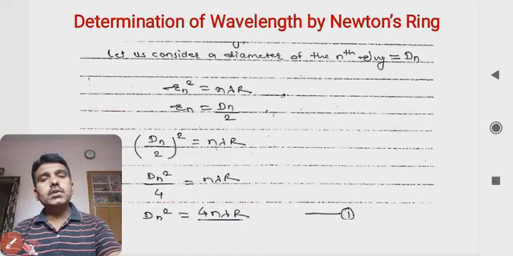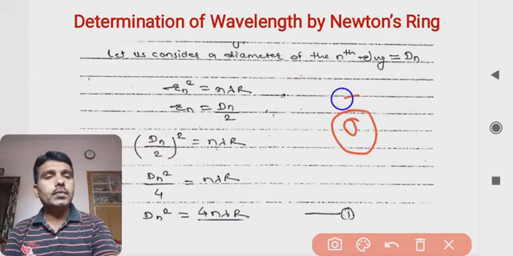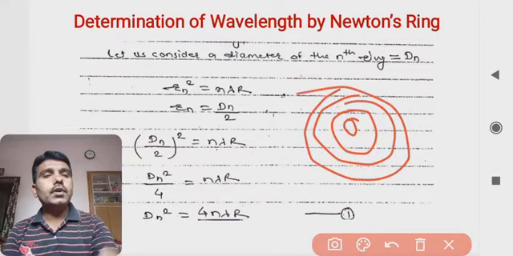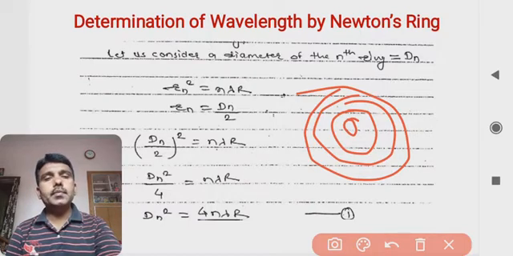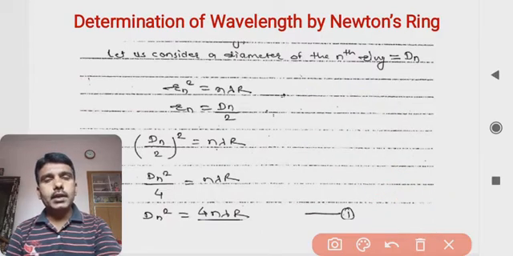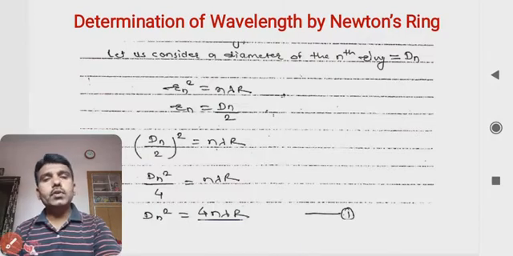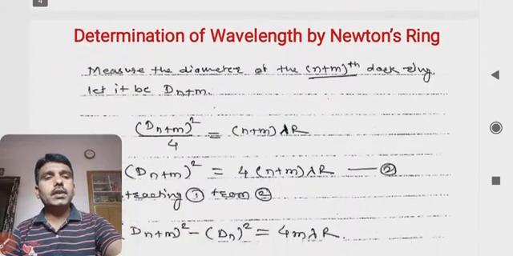Now suppose this is the calculation for the nth dark ring. The next successive dark ring will definitely be increased by 1, and that's why it will become D n plus m. Actually, after that dark ring there will be a bright ring, and then again a dark ring, but I am talking about the next dark ring. So the next successive will be n plus m.